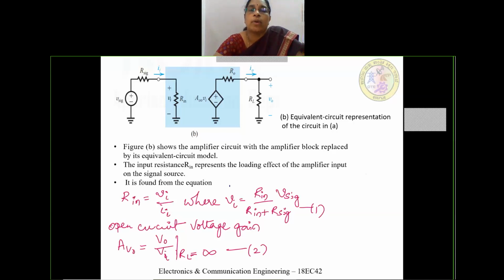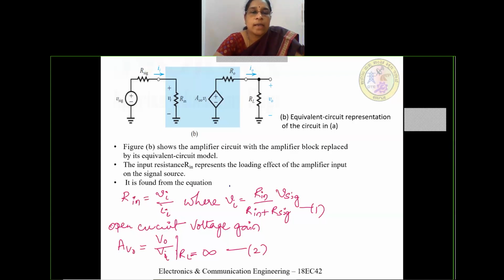It is a controlled voltage which is appearing along with R naught at the output terminal of the amplifier. At the input terminal of the amplifier, what we have is V signal, R signal, input current entering the amplifier, and then R in, input resistance. Now this input resistance R in is the one which is going to represent the loading effect of the amplifier input on the signal source.